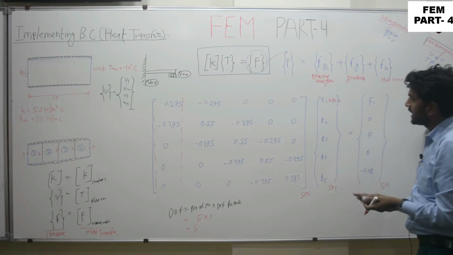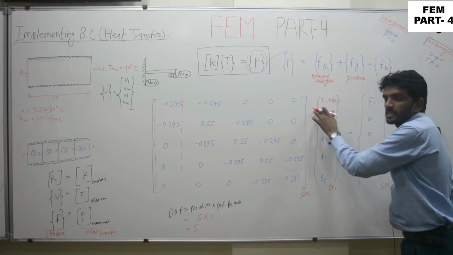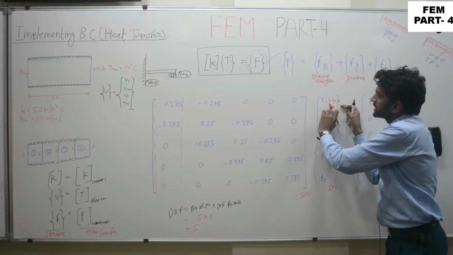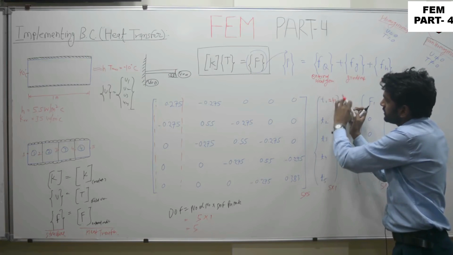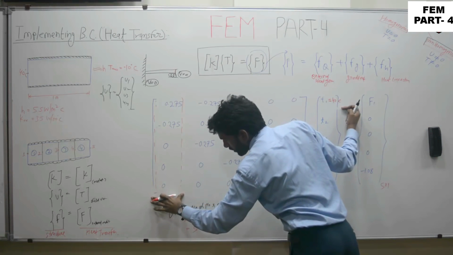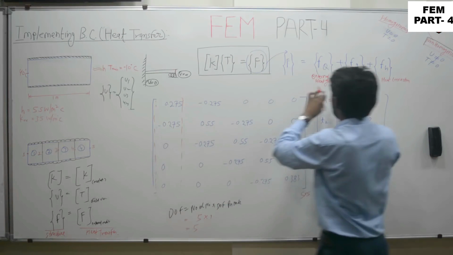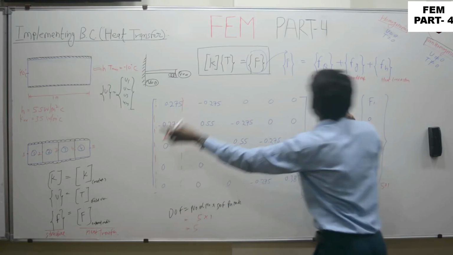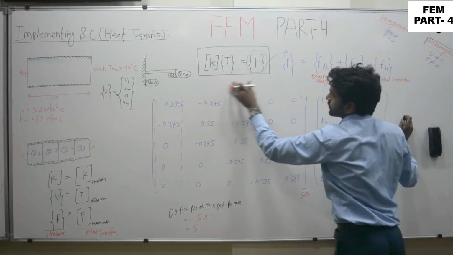I am repeating again: to know the sharing of this 40 degree centigrade, you need to share the contribution of 40 degree centigrade on other nodes, because this T1 is getting affected only through this element or this column. So we need to multiply this column with the given temperature and then export that value on the right hand side of this particular format, KT is equal to F.